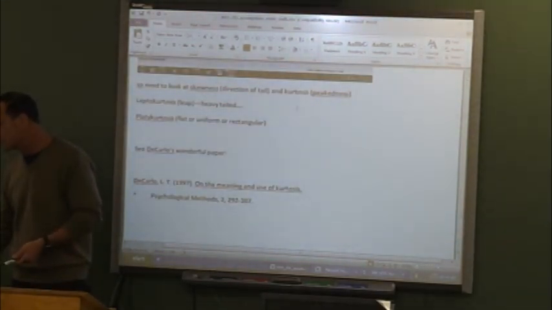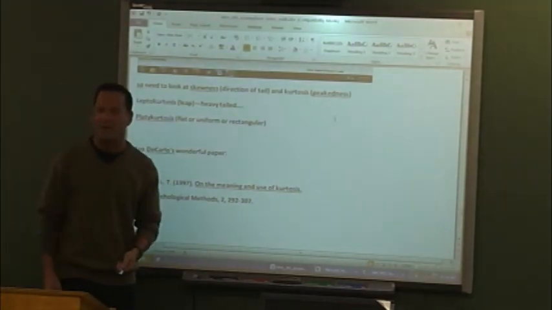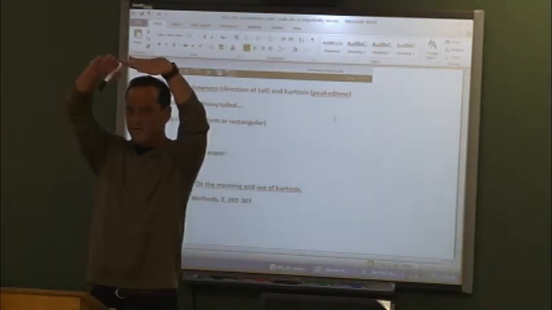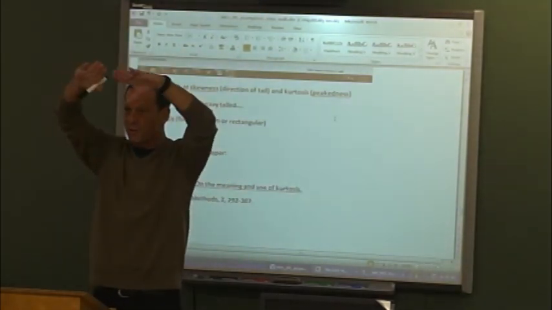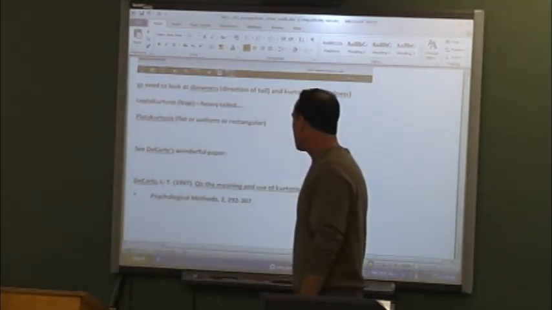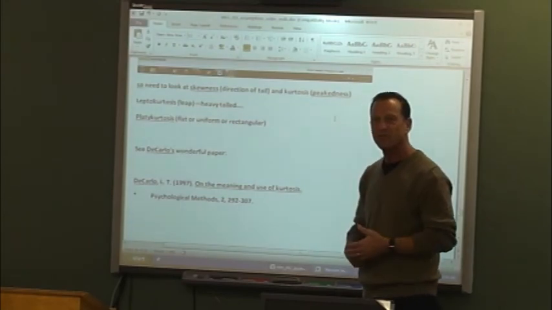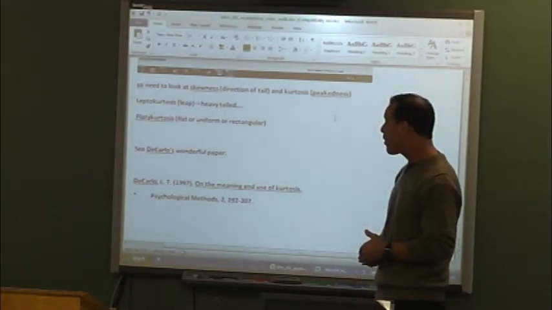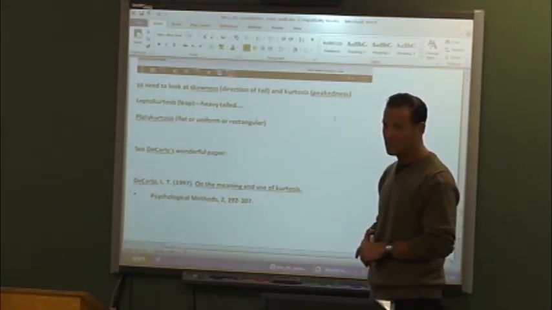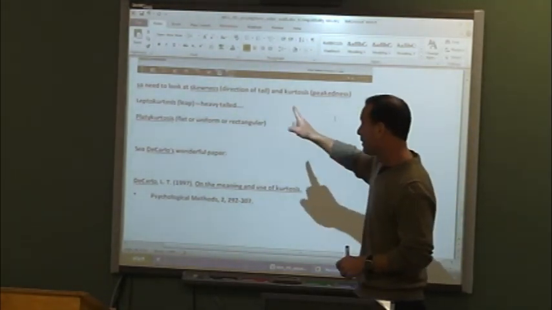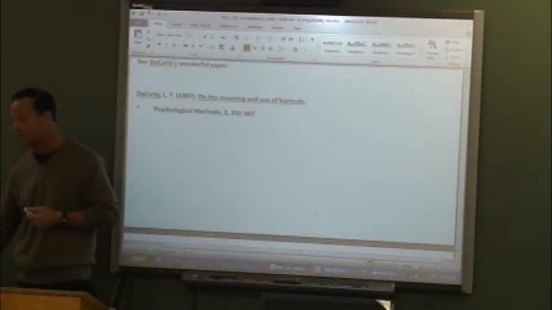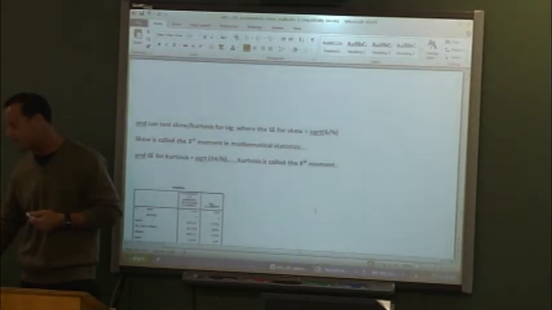So again, look at skewness, and do you remember kurtosis, everybody? Remember we had lepto, meso, and what was our favorite marsupial? Platykurtosis, which is flat, right? So remember all of these kurtosis ways to look at your variables that we discussed many times. However, there's no real test for multivariate normality or multivariate skewness in SPSS, except Larry DiCarlo wrote this wonderful paper in '97 on the meaning and use of kurtosis in Psychological Methods.